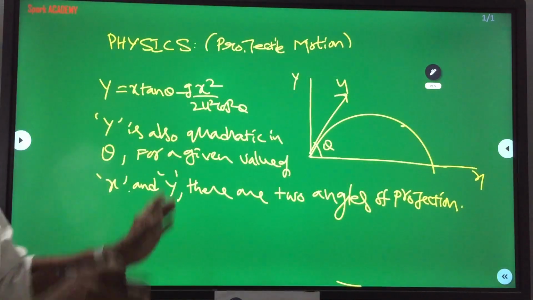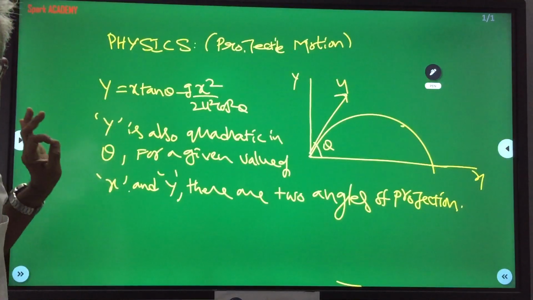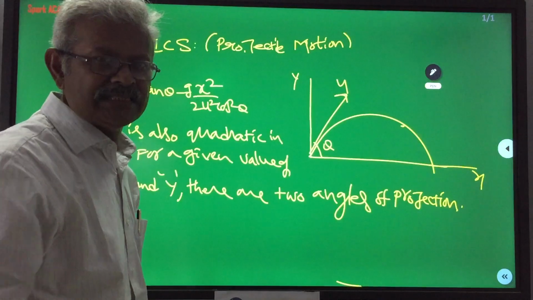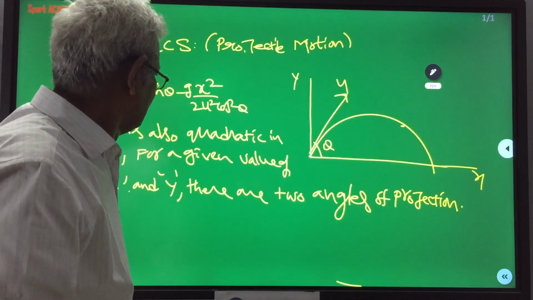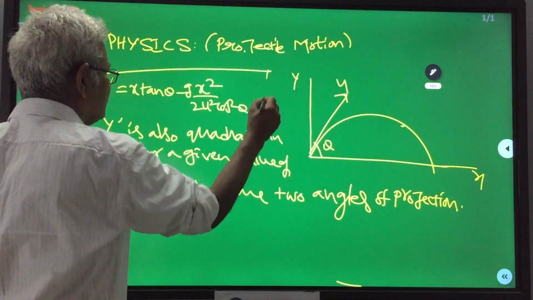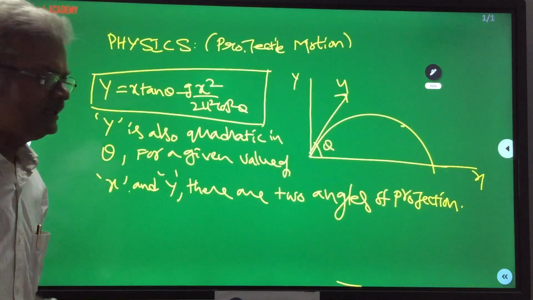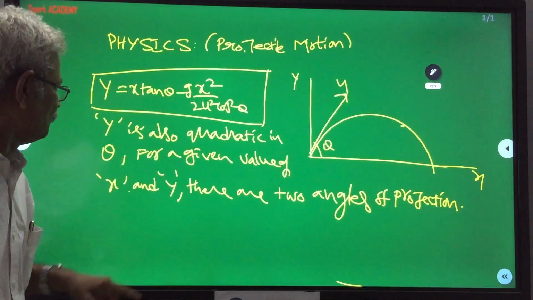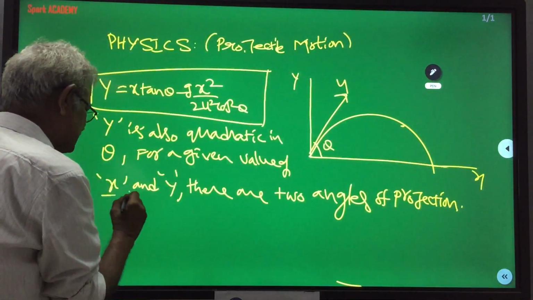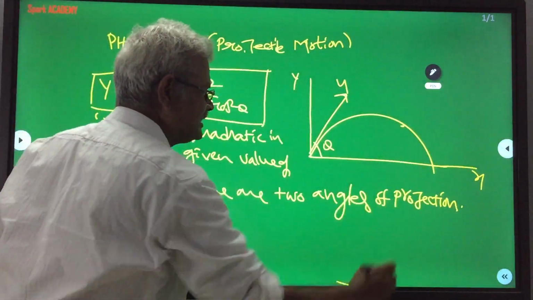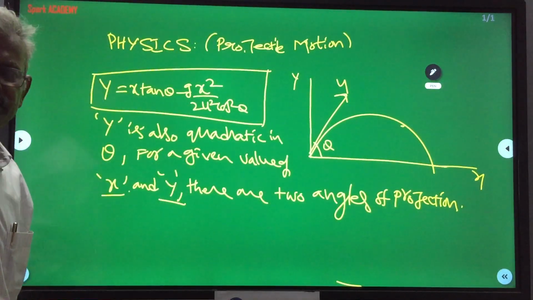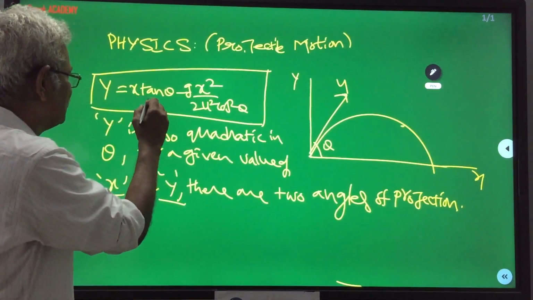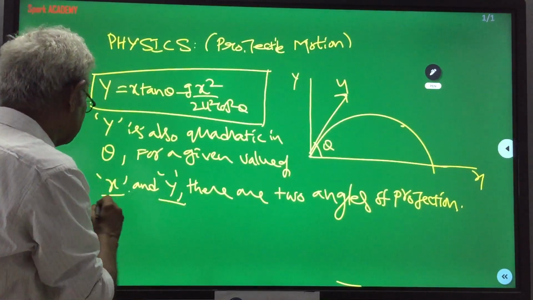See here, all of you try to visualize. I will give 10 seconds. Visualize, I am asking. Because we know this equation. But one is quadratic in x, which we have seen. Similarly, the other is: for a given value of x and y, there are two angles of projection. What does it mean? You visualize. Understood? What is the other value that is the same? u. u is also the same.